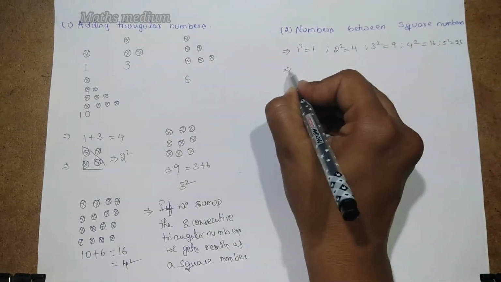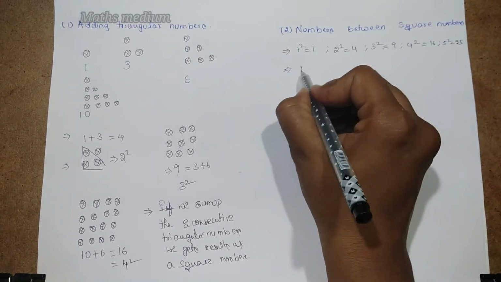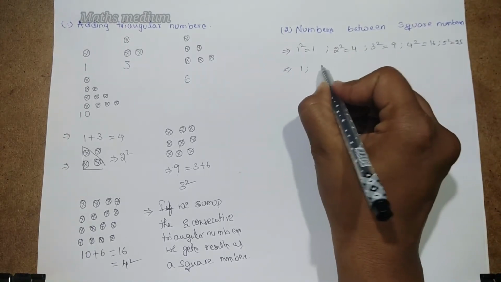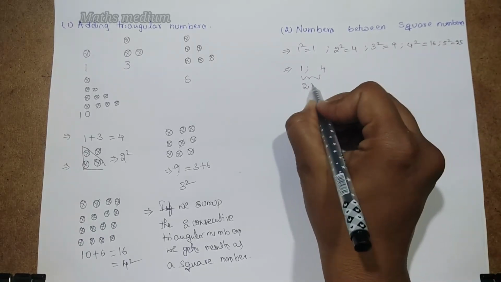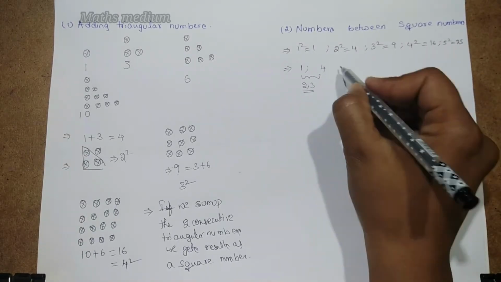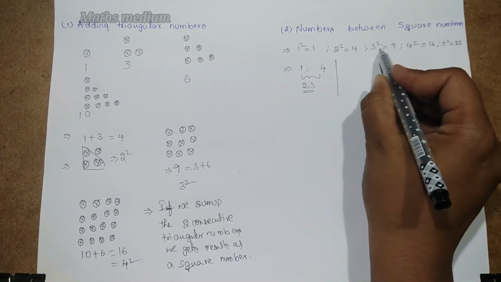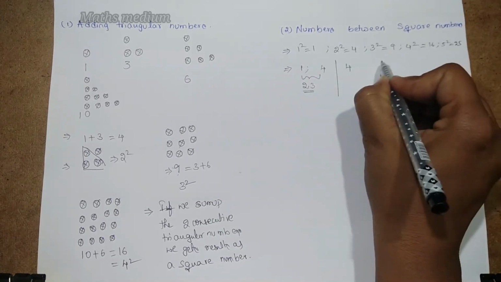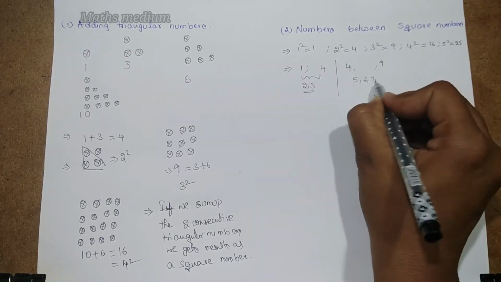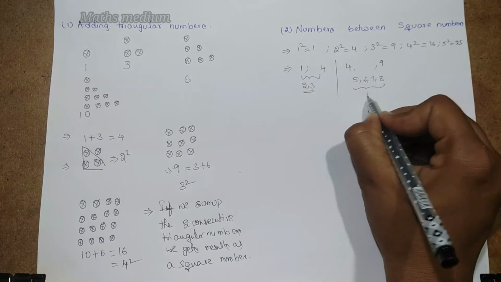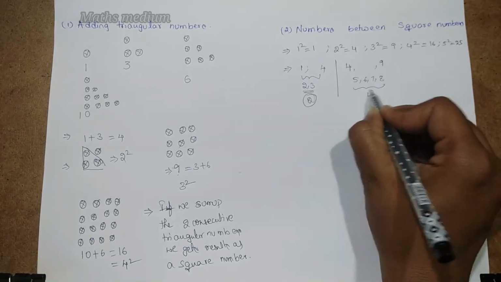So if you compare here, 1 square means 1, 2 square gives 4. Between these two we get 2, 3, two numbers. Next, coming to here, 2 square, 3 square, that is 4 and 9. Here we get 5, 6, 7, 8. We get 4 numbers. Here we get 2 numbers as the result.